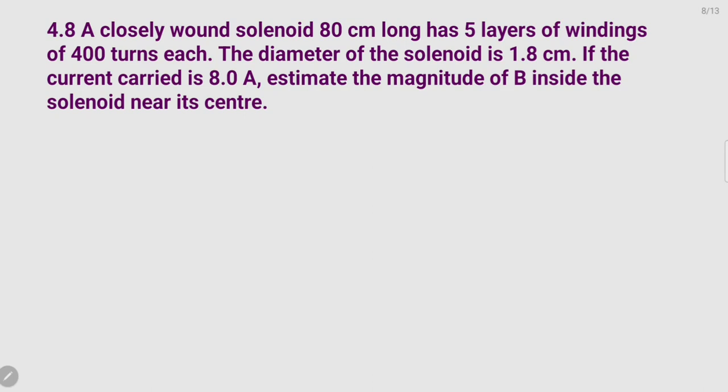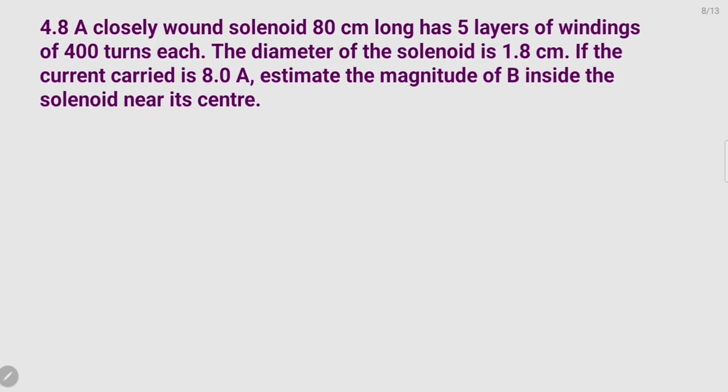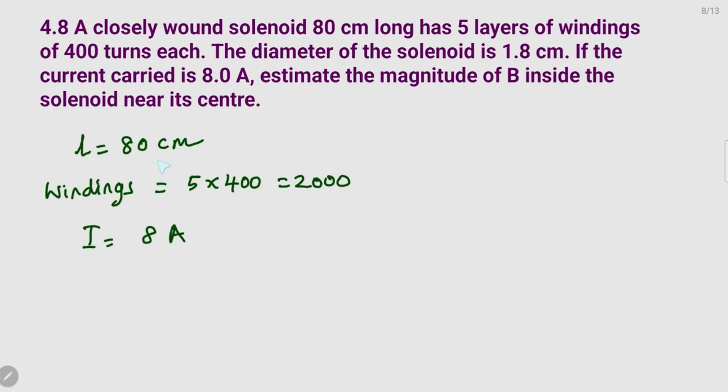Yes, moving on to eighth problem. It is based on solenoid. So length of the solenoid is given, which is 80 centimeter, and windings given. So it's 400 into 5 layers. So you can basically multiply 5 into 400, which is 2000. So 2000 turns. So you can take like that.